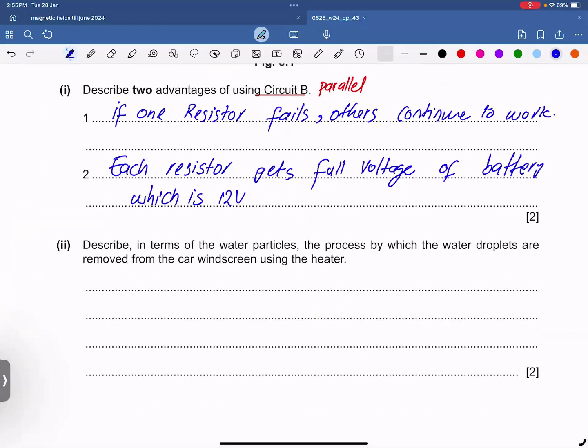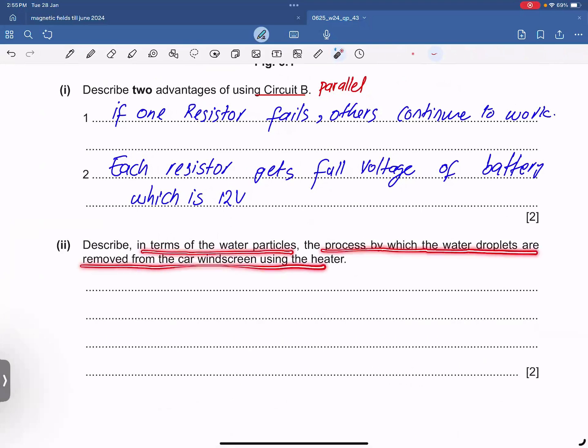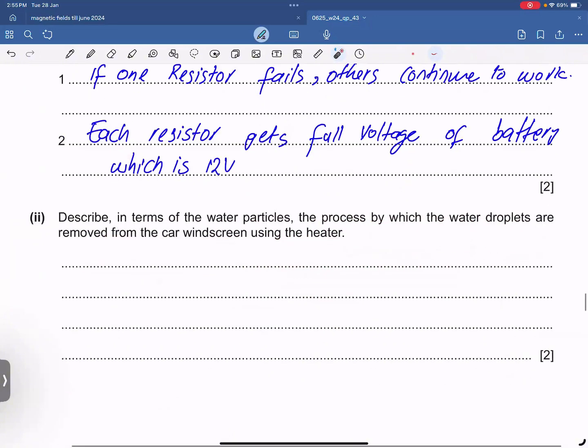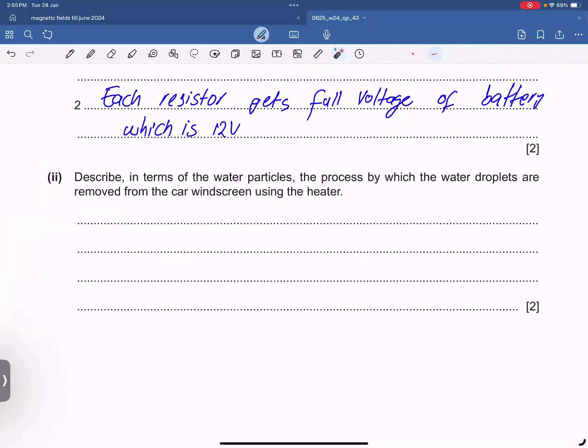Part two: describe in terms of water particles the process by which the water droplets are removed. This is the evaporation process. How are the condensed water vapors removed? By evaporation. So you will first write evaporation. Now we will describe it.